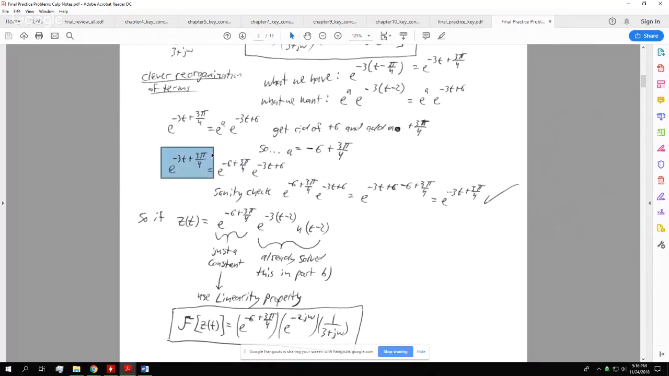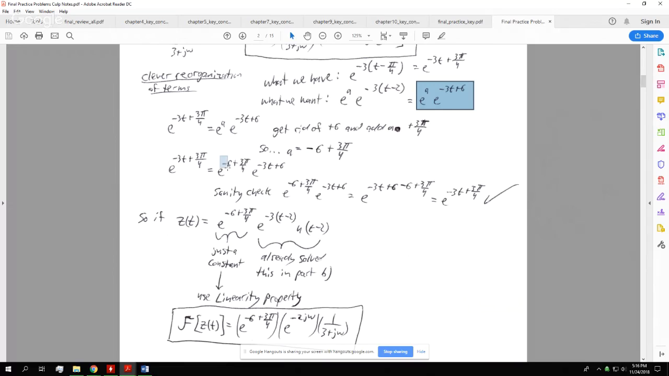So let's see. That's what I did here. This is e to the a right here. I determined a to be -6 plus 3 pi over 4, and that will perfectly cancel with what we are given in the problem to create what we want, so that we can use that time shift property.